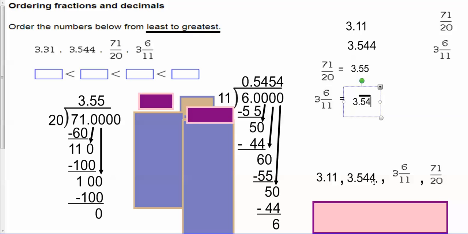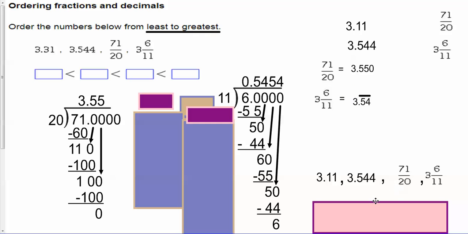Okay. That is followed by 3 and 55 hundredths, because if I add a 0 here, that's less than this, which has a 5. So that's why 71 20ths is next, followed by 3 and 6/11ths.